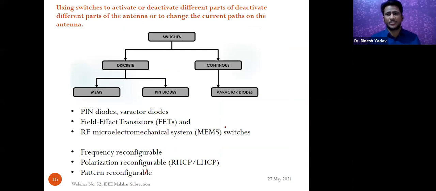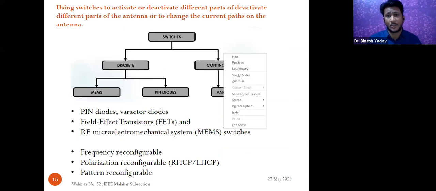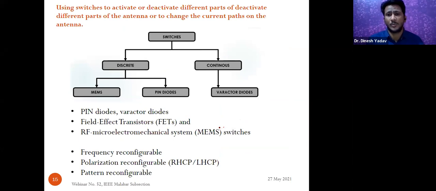Now we are talking about the switches. The switches are either continuous or discontinuous. Continuous means they continuously switch the resonance from one point to another point, and for that purpose we require a varactor diode. If we have only discrete positions, where the switch is either on or off, and we utilize that effect on our structure, then it is known as discrete switches. Discrete switches include MEMS and PIN diodes. All switches have their advantages and disadvantages, as well as their speed and functionality.